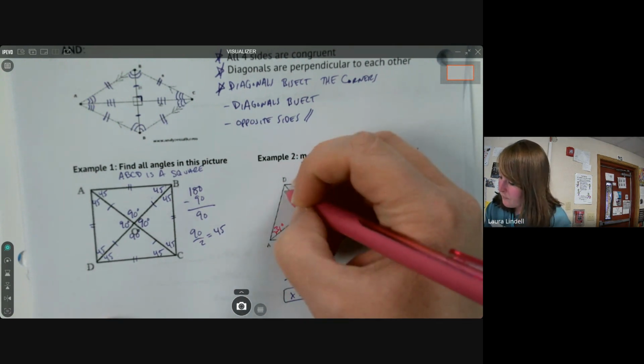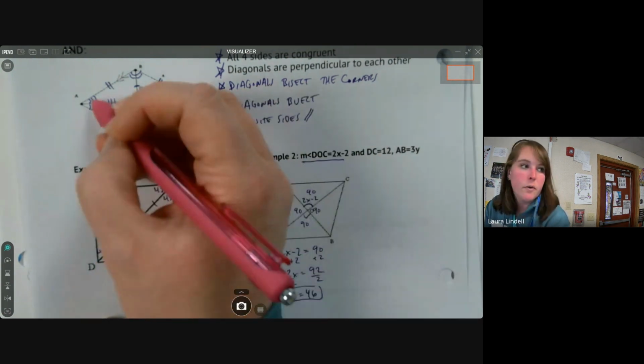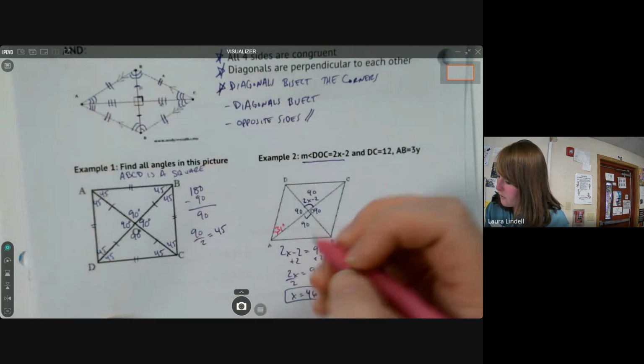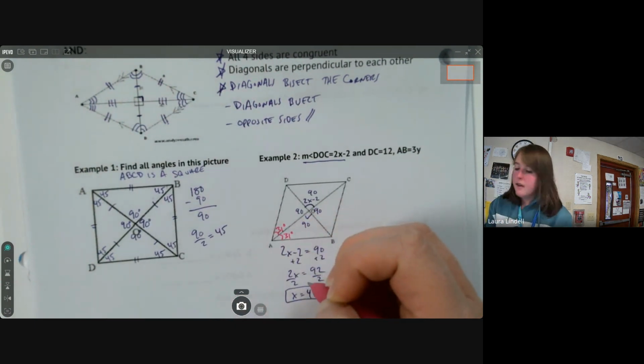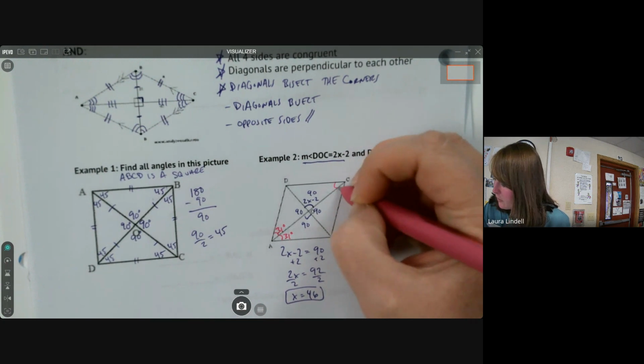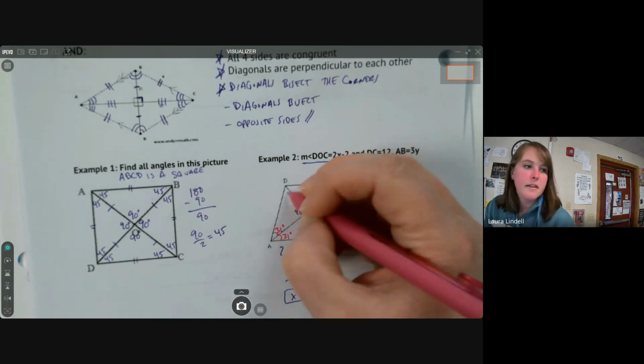All right. So first off, we know that the diagonals bisect the corners. So if this is 31, then this must also be 31. And this would be 31, and this would be 31. Everyone gets a 31. Well, except for these guys. These aren't 31.